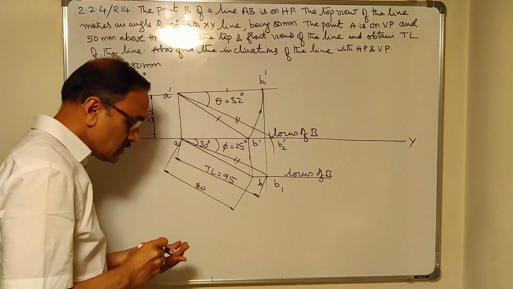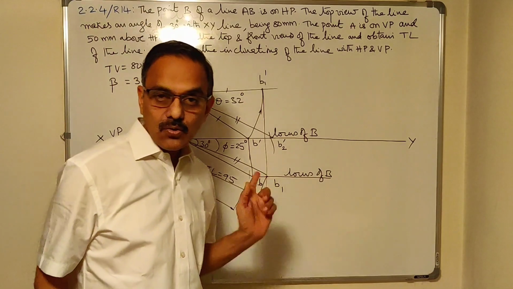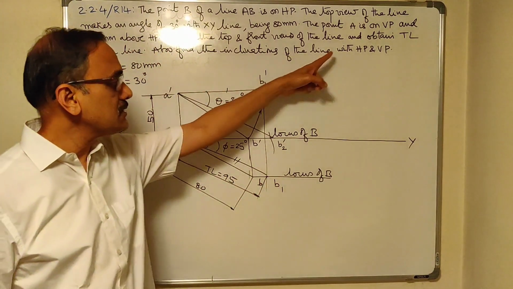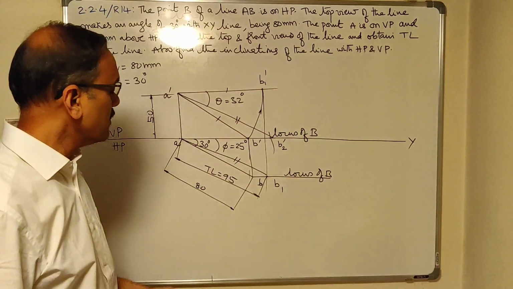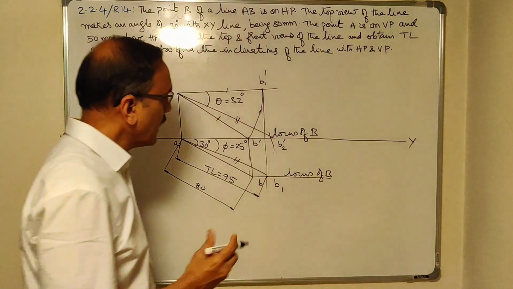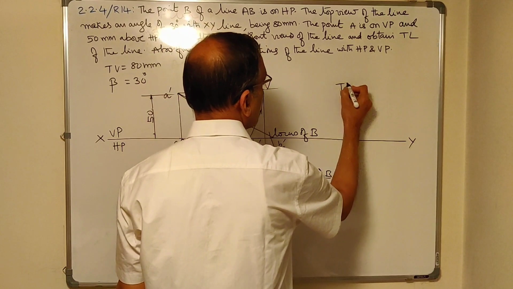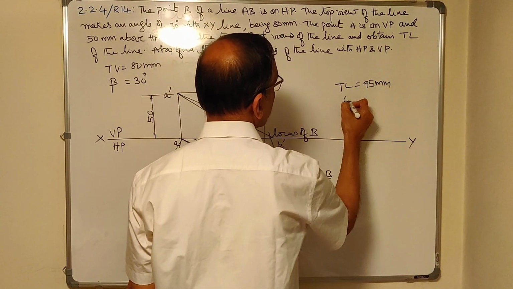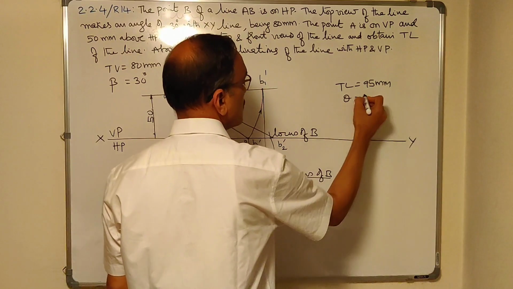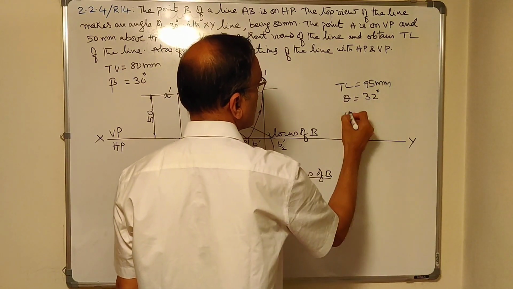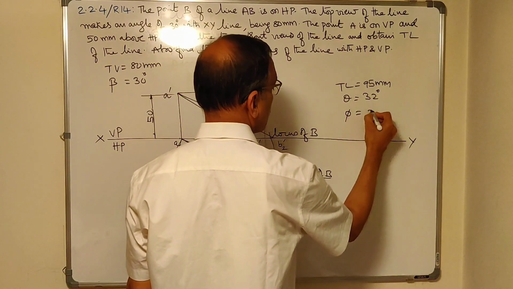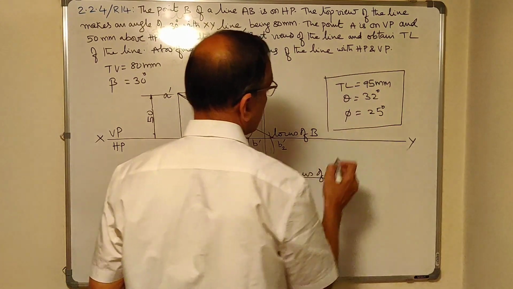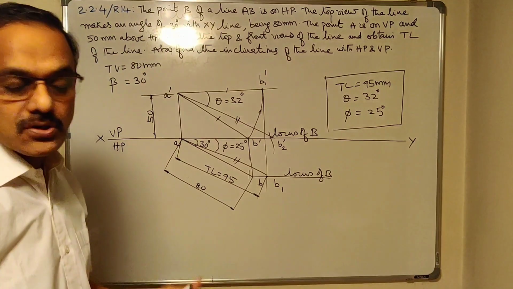So these are the three things you are asked to find. One is the true length and the other two are the inclinations. Find the inclinations of the line with HP and VP. So let me write down what I got. True length I got as 95 mm. Theta is 32 degrees and phi is 25 degrees. This is what I obtained as the solution.